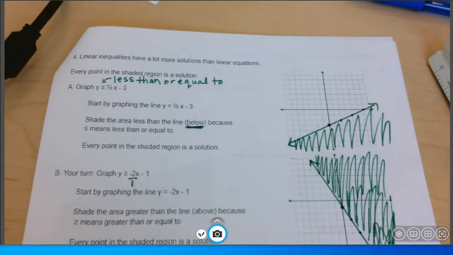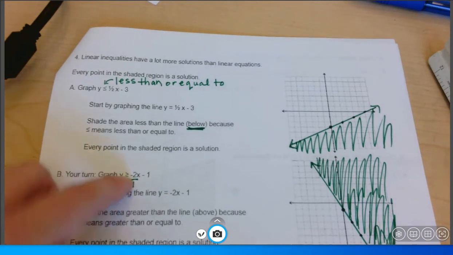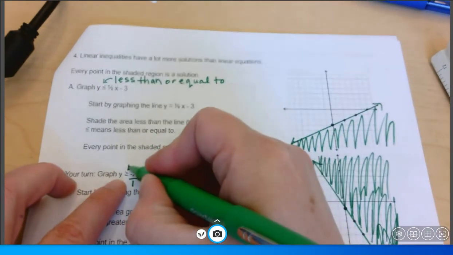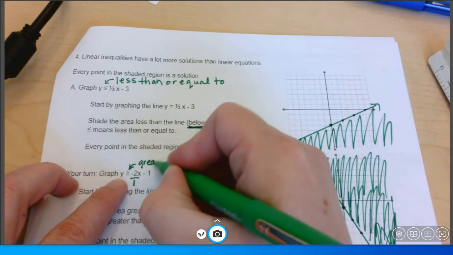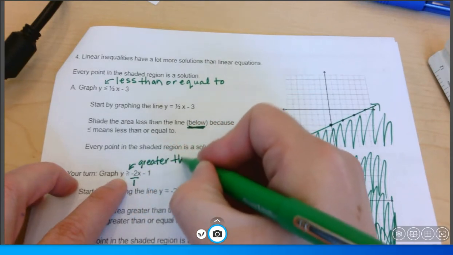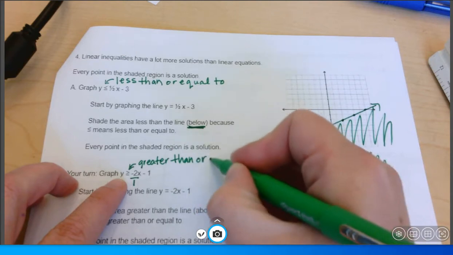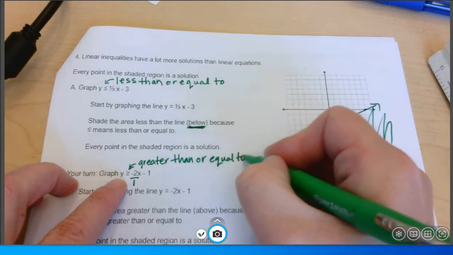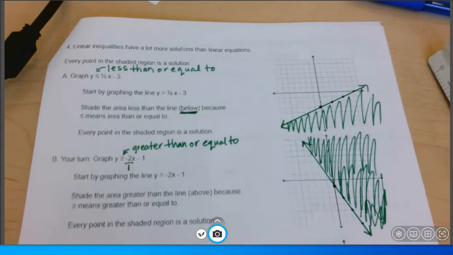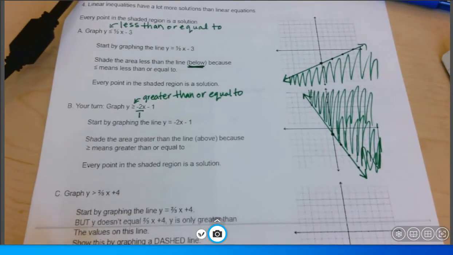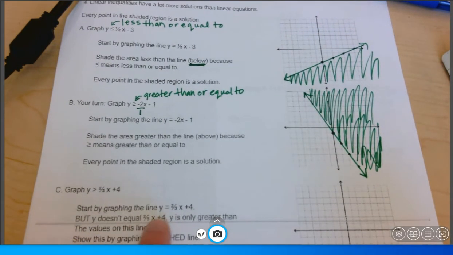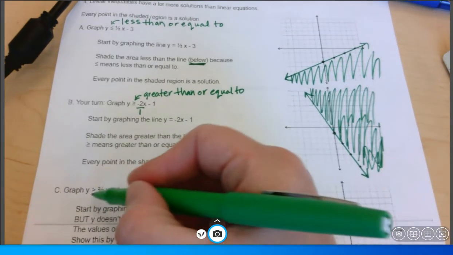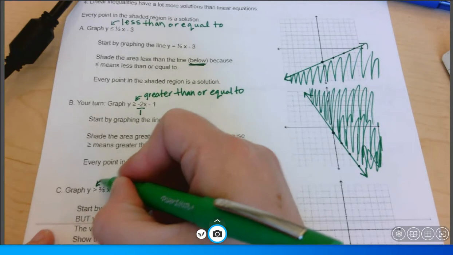All right. So Dr. Simpson made a good point with both of these problems. We have an or equal to on it. This one here is greater than or equal to. And that's why we made a solid line. But if you look at part C, there is no equal to on it, so that's going to affect our graph. It says to start by graphing the line, but y does not equal the line. There's no equal on it. It's just greater than.